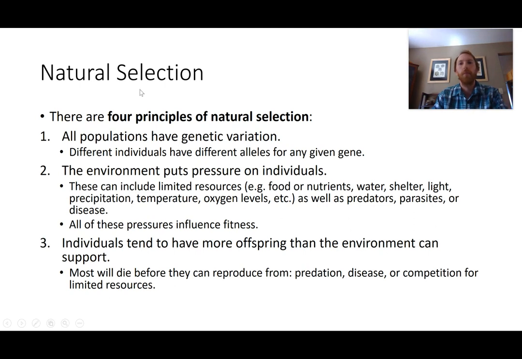So to hit this part again, we talked a little bit about this, but I wanted to lay this out in a more clear fashion. There are 4 principles of natural selection, and Darwin laid pretty much all this out. First off, all populations have genetic variation. There is innate variation in all populations. No population is absolutely genetically identical, so different individuals have different alleles for any given gene.